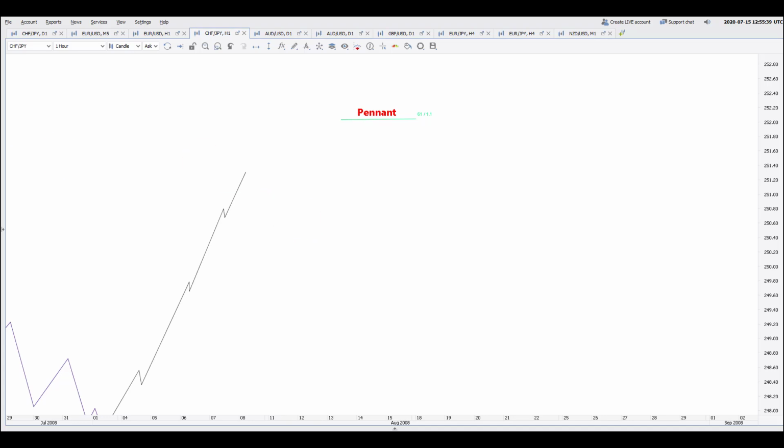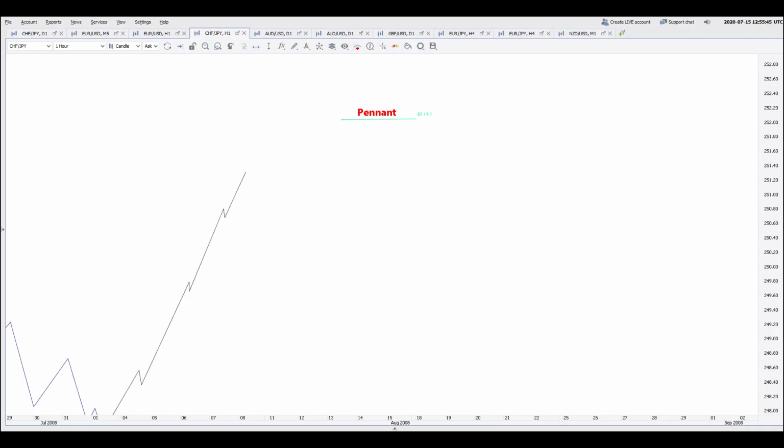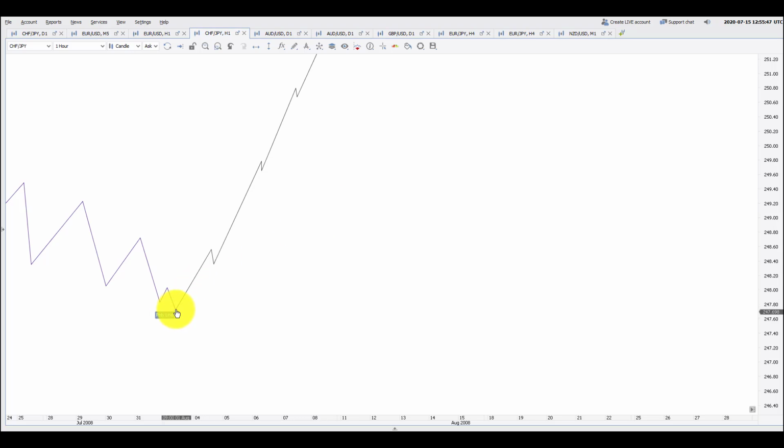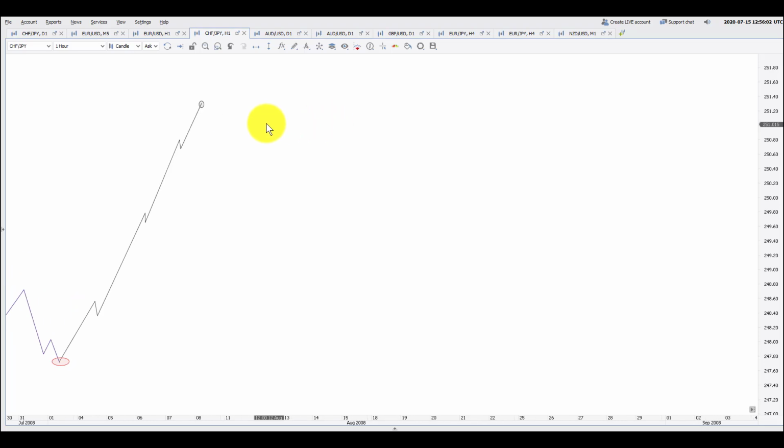The second thing that we need in the pennant formation is a flagpole. The move from this low here, from where the move started, to the high which is formed in this sharp move is called the flagpole. Now after this, the pair starts moving in the form of a triangle like this.